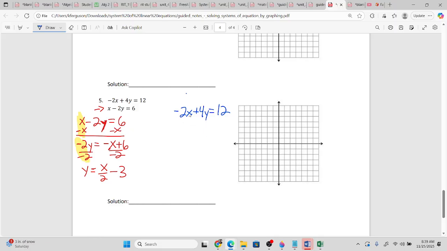I need to get rid of negative 2x. So to get rid of negative 2x, I'm going to add 2x to both sides. Right? So I do that, and this goes away. So now I got 4y equals, these are not like terms, I can't combine them. So that's going to be 2x plus 12.